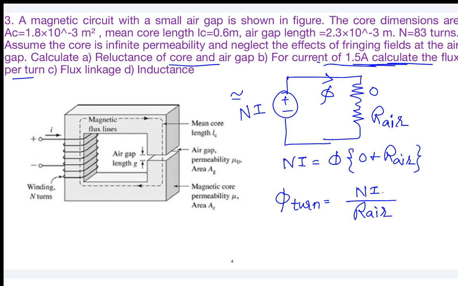So the flux per each turn is equal to the number of windings, which is 83, and the current given is 1.5 ampere, divided by the reluctance of the air gap. You can take the previous one. You already got the answer as something like this, 1.017 into 10 power 6. So you can simplify and get the value, and you can reply here.